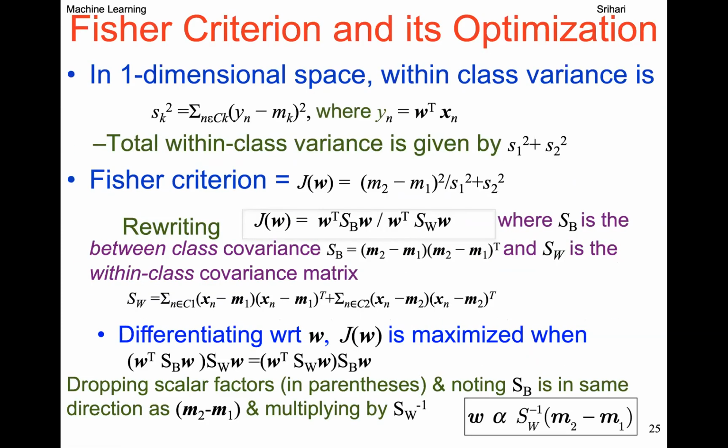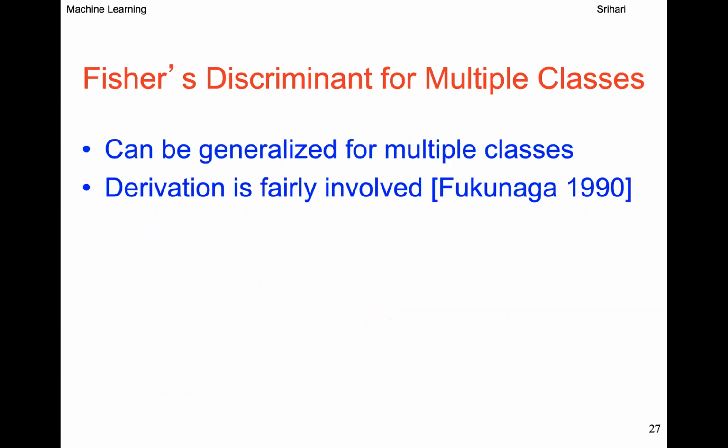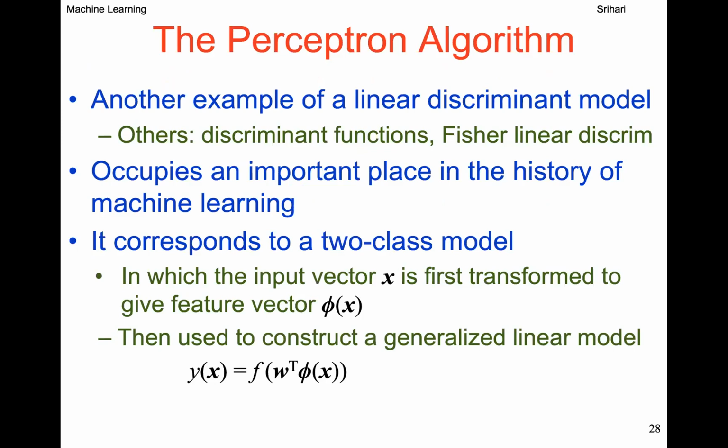Okay, so, all right, so we looked at least squares. Earlier on, we looked at logistic regression. Now we looked at Fisher linear discriminant. And how does this relate to least squares? Least squares has the goal of making model predictions as close as possible to target values. And Fisher requires maximum class separation. And for a two class problem, Fisher is a special case of least squares. So there is some relationship here, but for the multi-class, it becomes different. So it can be generalized for multiple classes. Okay, so that's the second method.